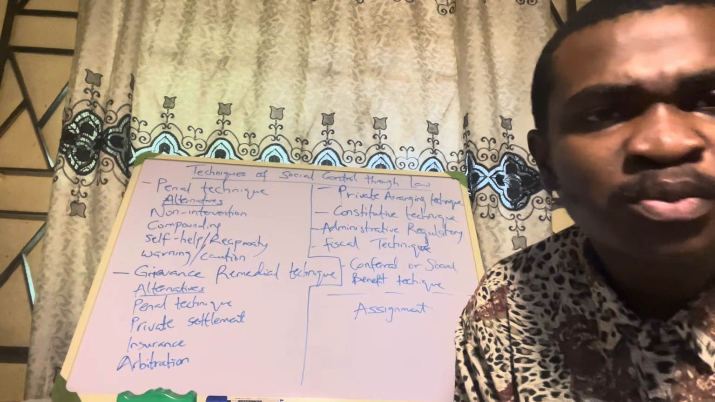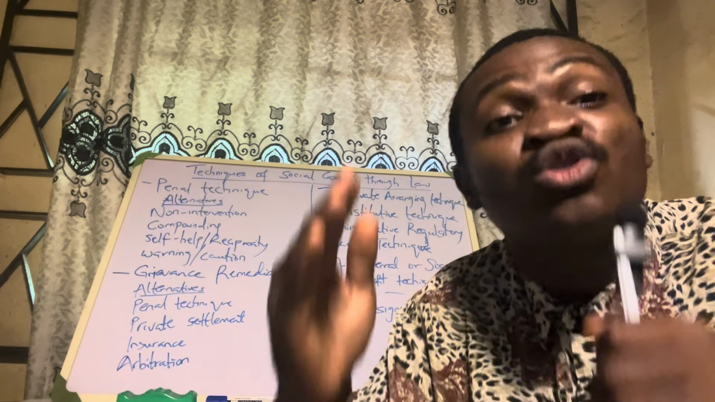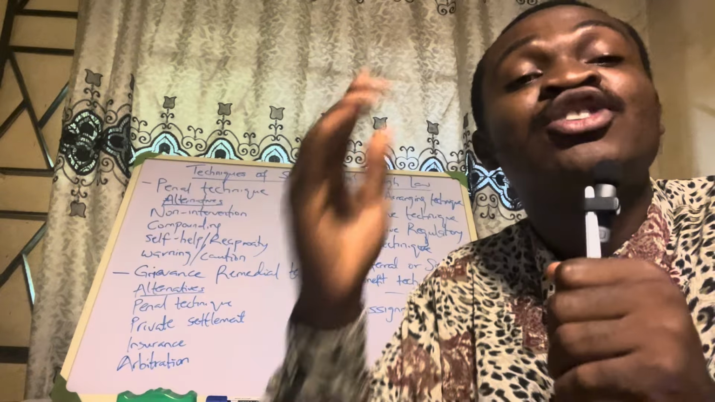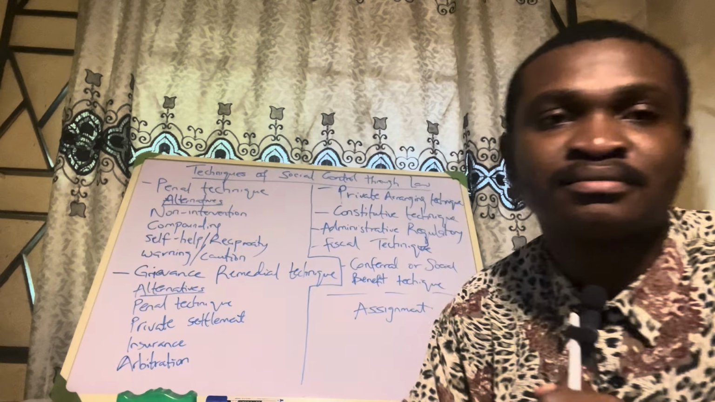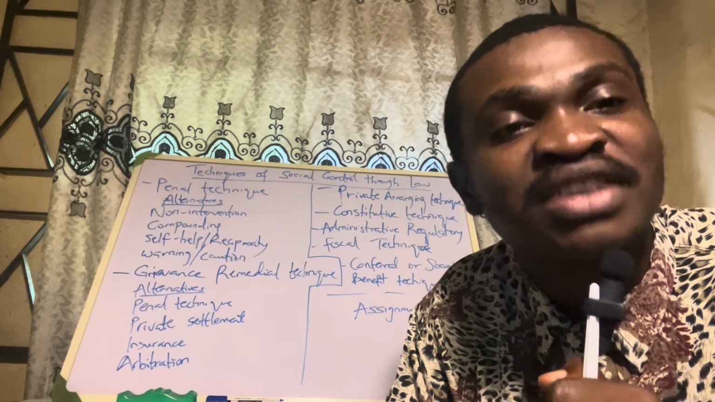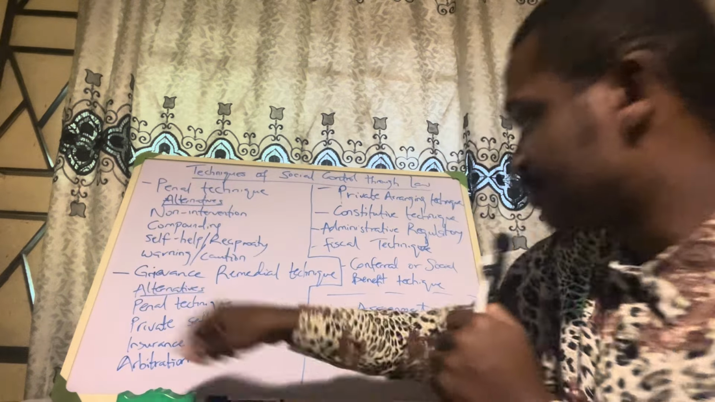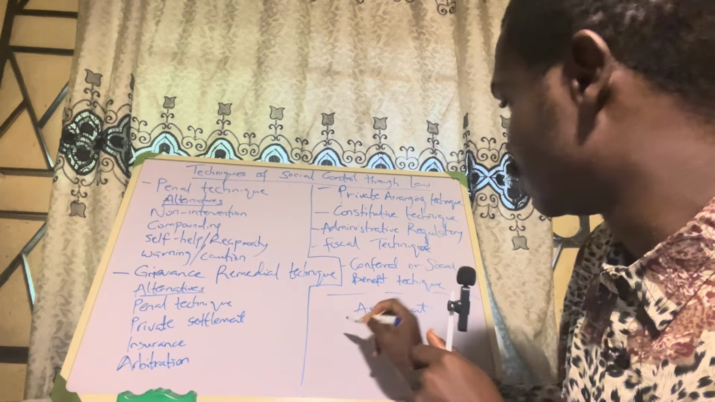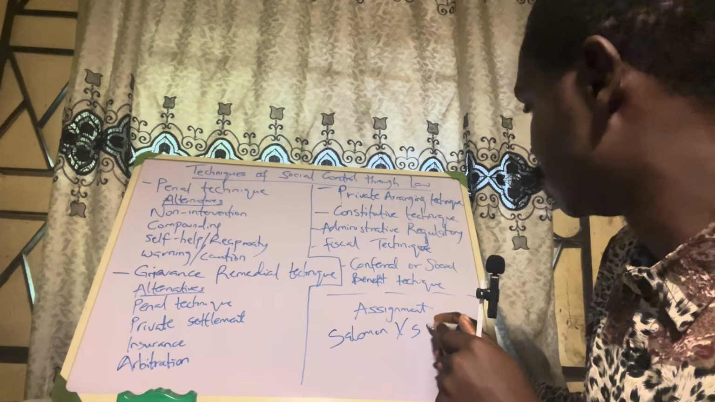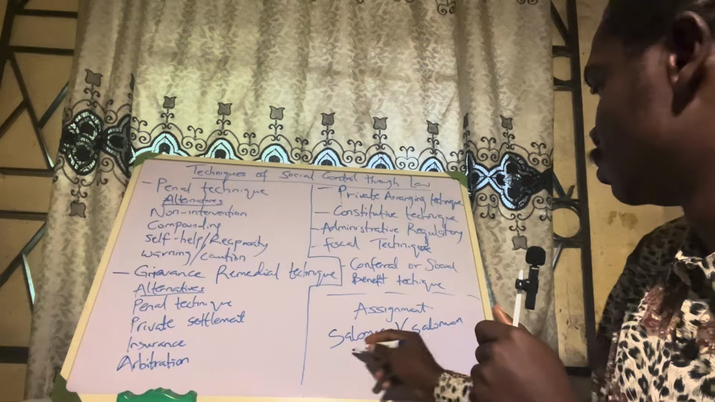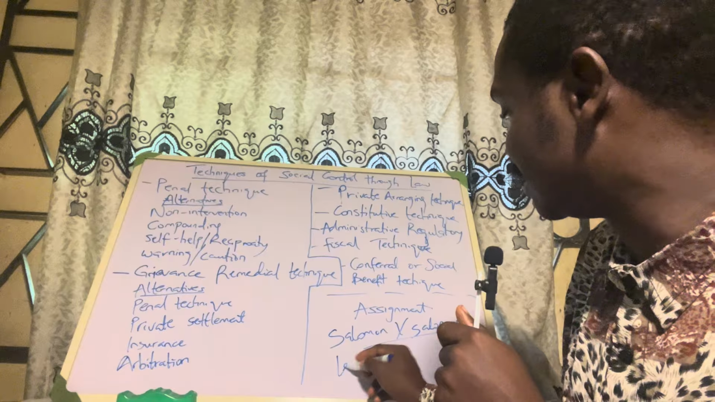And anytime you open a company, the company is a legal person, a person on its own that can enter into a contract. You that own the company are different from the company. That is the case of Salomon against Salomon. Go and read that case. Assignment: read the case of Salomon against Salomon on legal personality.